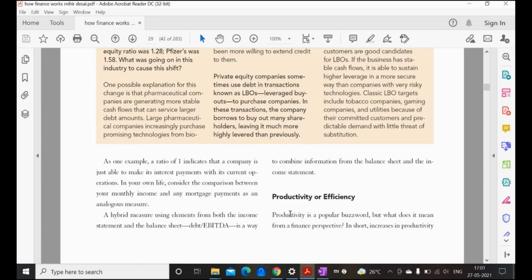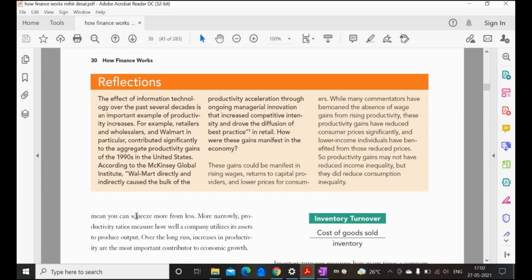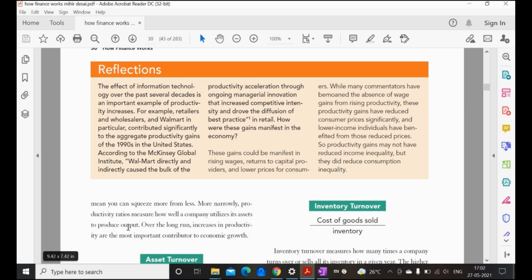Productivity or efficiency. Productivity is a popular buzzword, but what does it mean from a finance perspective? In short, an increase in productivity means you can squeeze more from less. More narrowly, productivity ratios measure how well a company utilizes its assets to produce output. Over the long run, increases in productivity are the most important contributor to economic growth.